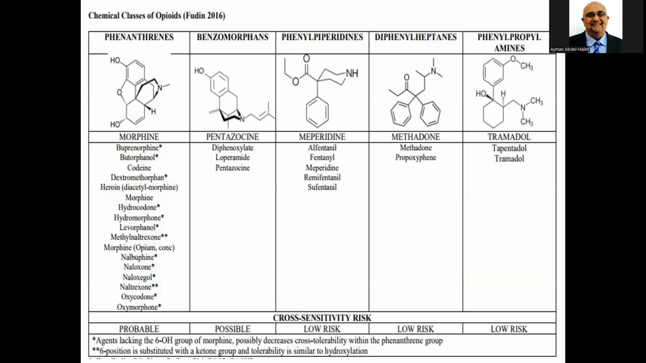Opioids. We're going to give you a little nice talk here about opioids. First, you have to know the chemistry. We have morphine-like medications. We call them the phenanthrenes. We have benzomorphines. We have phenylpiperidines, diphenylheptanes, phenylpropylamines, which are like tramadol and all that stuff. As far as PCA goes, we're not gonna talk except about these three categories here: the phenanthrenes, the phenylpiperidines, and the phenylpropylamines.